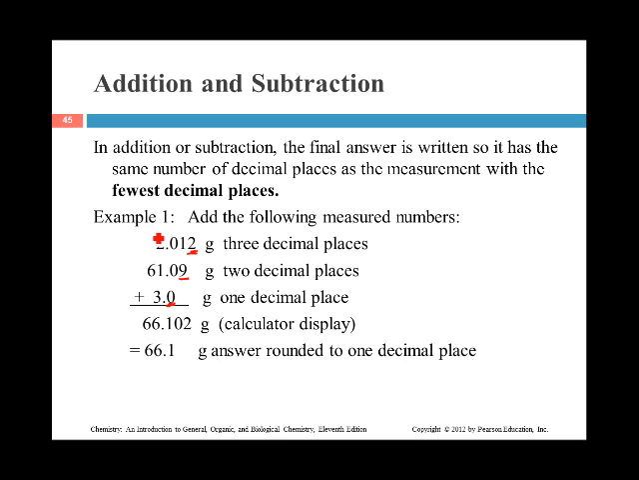You want to compare all 3 of these at the same time. Whichever one ends first from left to right, so we have the 0, the 9, and the 2, the 0 stops first. So that is where we're going to cut off the number. So the 66.102 rounds off to 66.1.